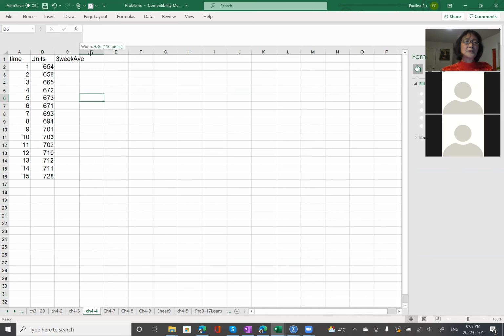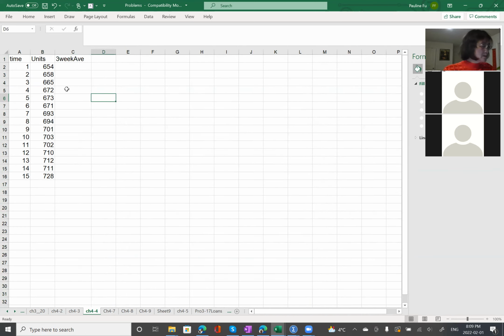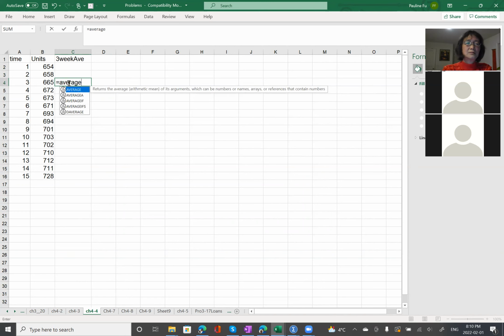Just short form, 3-week average. So you want to forecast for week 3, you use the first three average. So use these three numbers, the average forecast for week 3. Okay, so that number we call M3. So equal average.